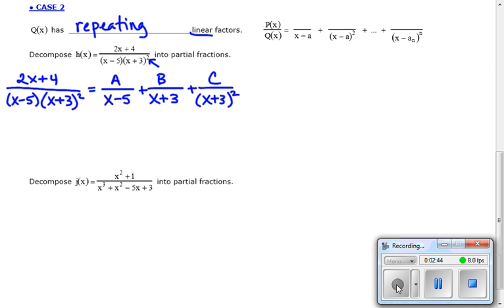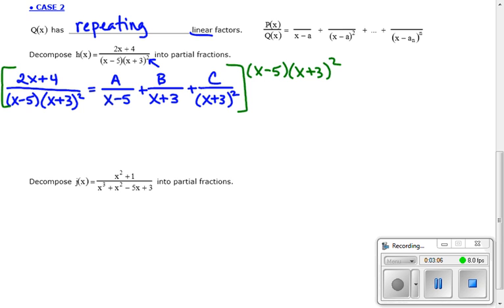Let's clear out our denominators. Again, I'm going to multiply the entire thing. I have to make sure I eliminate all of my denominators, so that would be an x minus 5 and an x plus 3 squared. Now, be very careful as you distribute this. Think about what your equation would be. I'll build it with you.